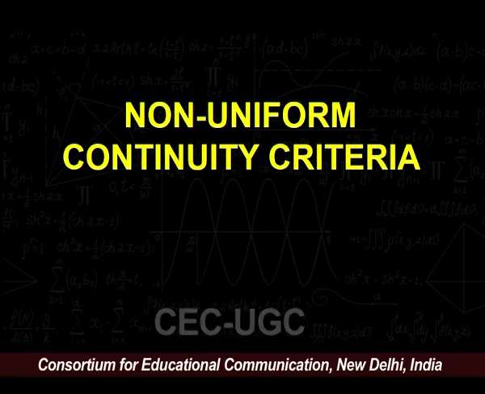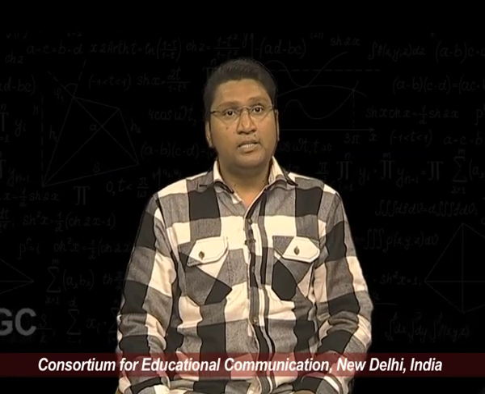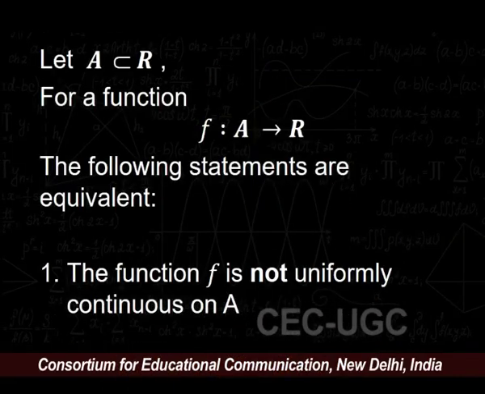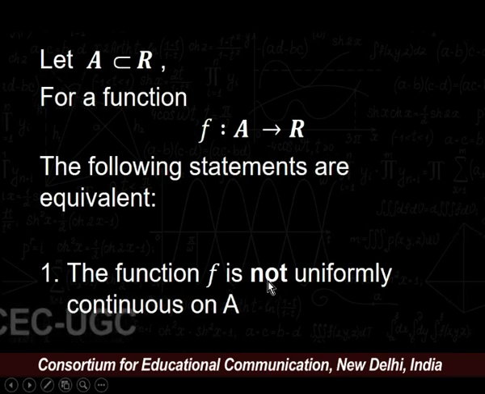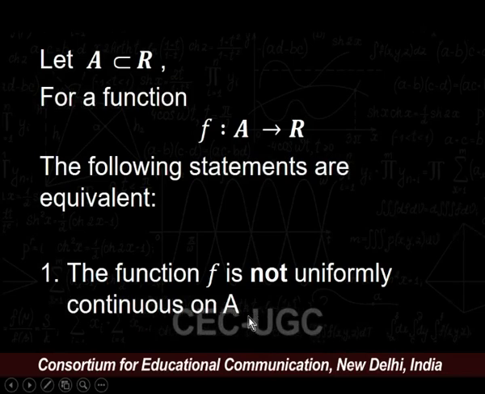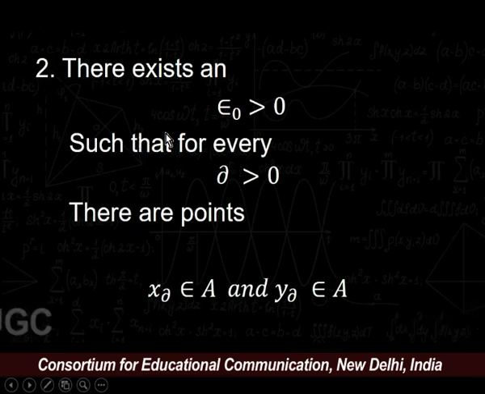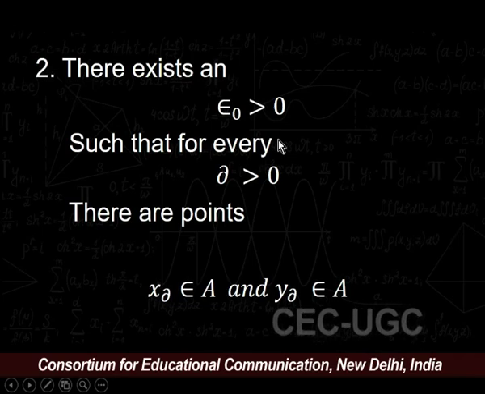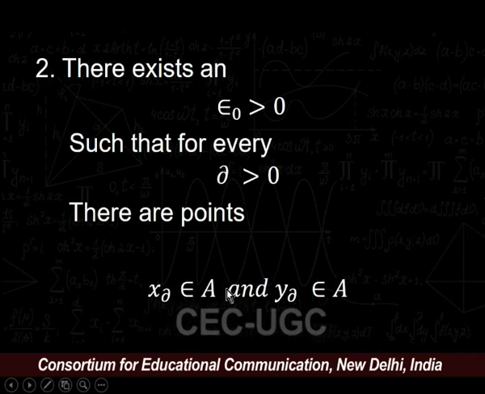Now, let us start the non-uniform continuity criteria. Let A be a subset of R and let f be a function from A to R. Then the following statements are equivalent. The first statement is that the function f is not uniformly continuous on the set A. The second statement is that there exists an epsilon naught greater than 0 such that for every delta greater than 0 there exist points, say x delta belonging to A and y delta belonging to A.